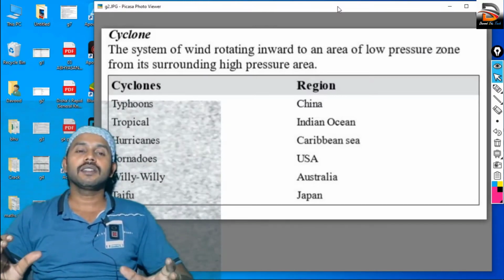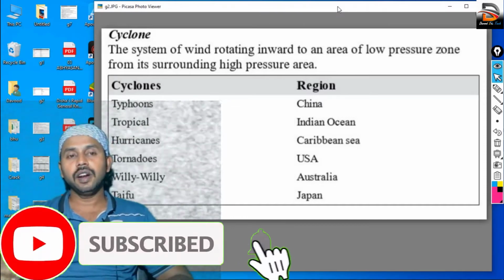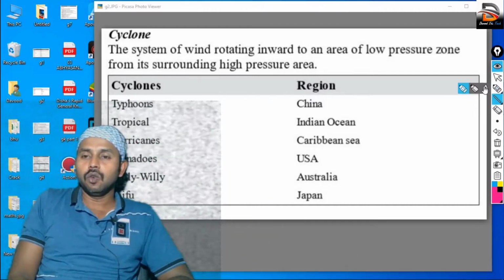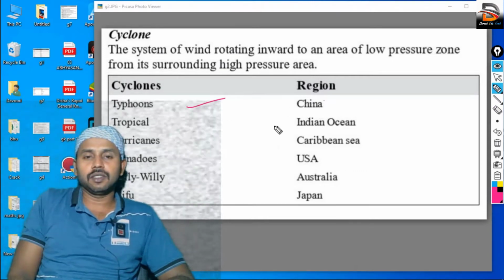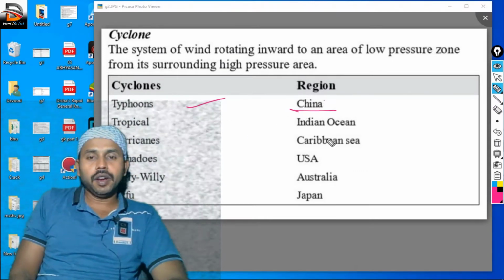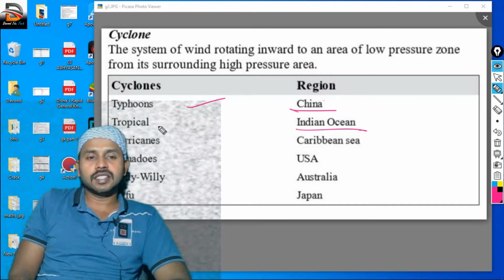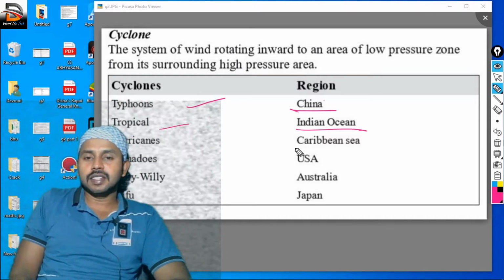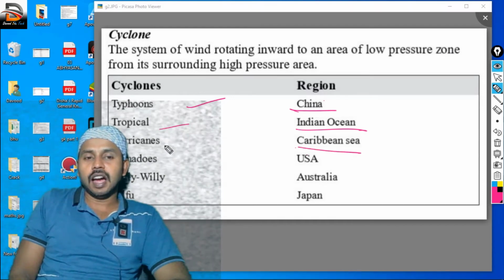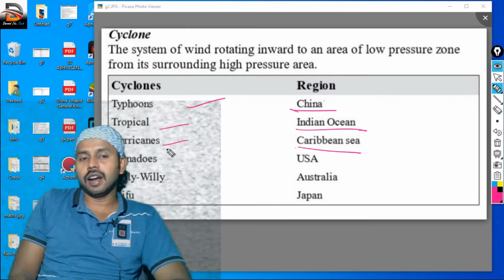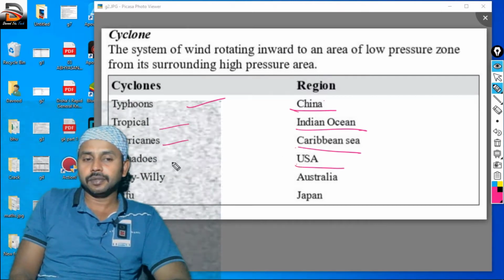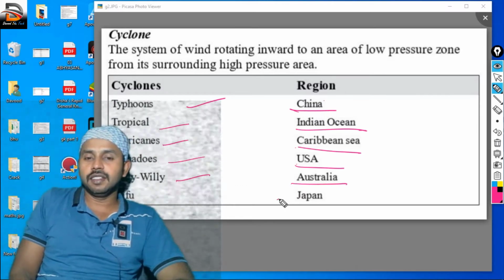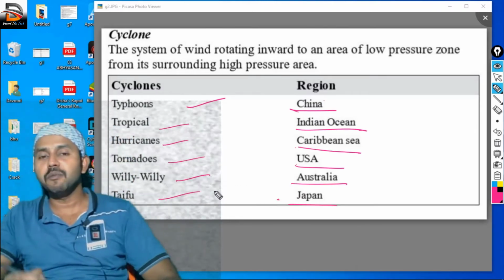These cyclones are called by different names in different places. In China we call them typhoons. In the Indian Ocean we call them tropical cyclones. In the Caribbean Sea we call them hurricanes. In the United States of America we call them tornadoes. In Australia we call them willy-willies. Japan we call typhoon. These are the mainly useful cyclone names.